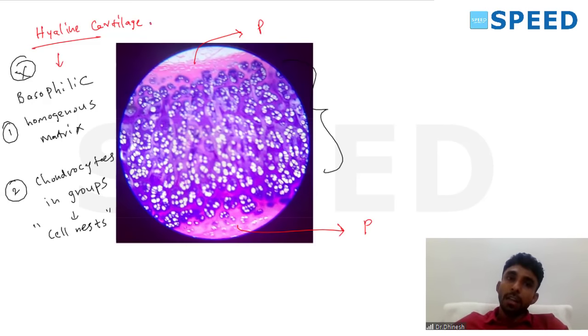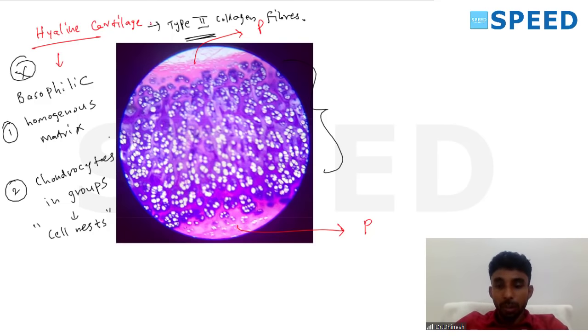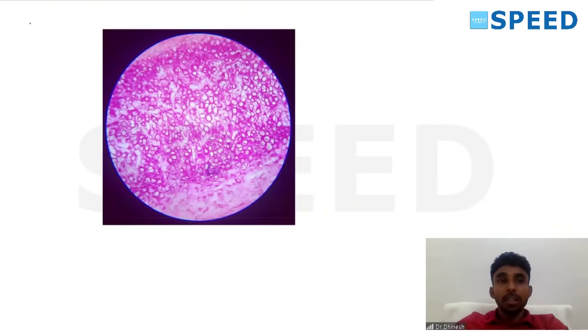Hyaline cartilage contains what type of collagen fibers? Type 2 collagen fibers. Fibrocartilage has type 1. Is it fine? Yes, let's move to the histological slide of elastic cartilage. This is the slide of elastic cartilage. How will you identify the slide of elastic cartilage?